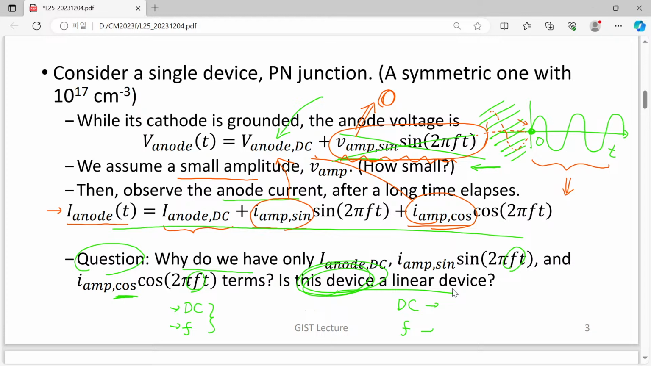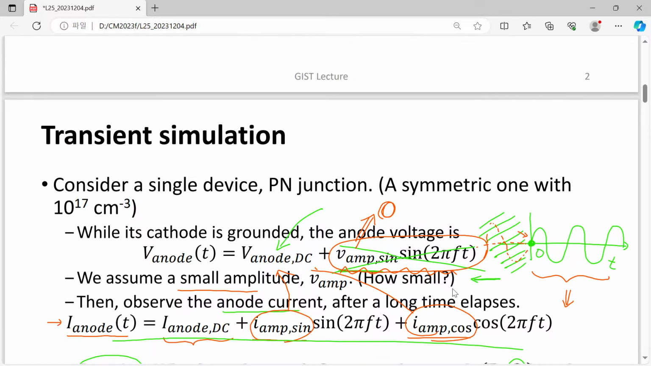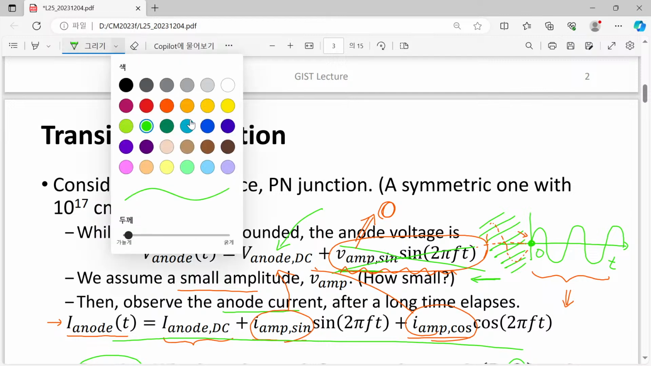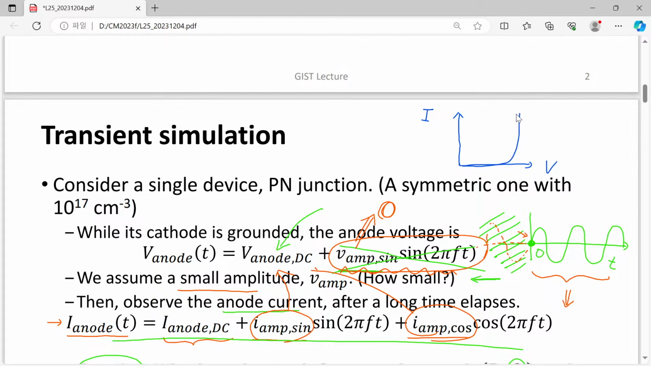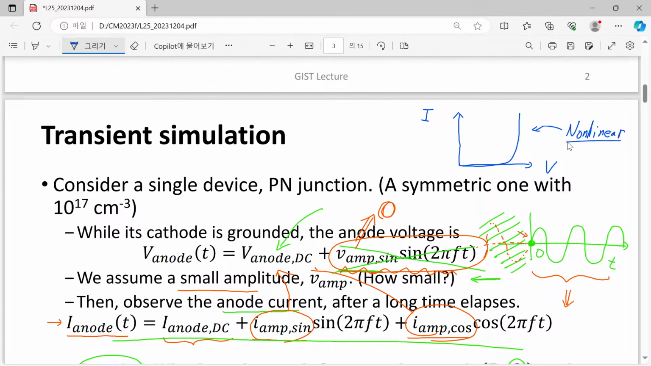Please think about the IV characteristics of your PN junction you have simulated up to now. Do you think that that is really a linear circuit or linear device? You can easily remember that when you performed your homework problem accurately, you had your anode current as a function of anode voltage, and it shows something like exponential behavior. So certainly this is a non-linear device. No, it's not a linear device.